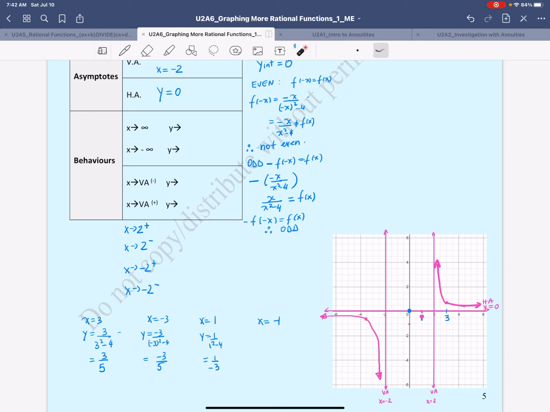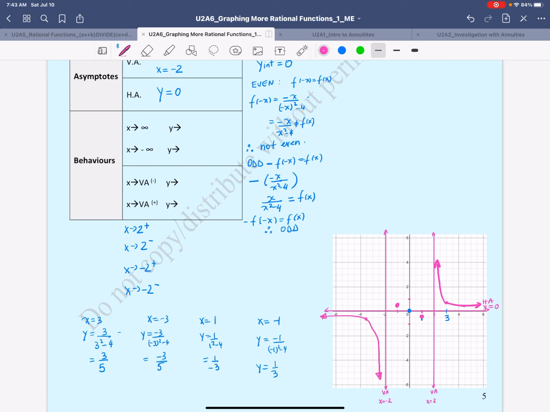negative 1, similar to this, we want to know what is happening as we get closer to the other vertical asymptote. So the y value will be negative 1 over negative 1 squared minus 4. So in this case, we'll have y equals negative 1 over negative 3, or 1/3. So at negative 1, we have 1 in here, obviously, so 1/3 will be somewhere here.